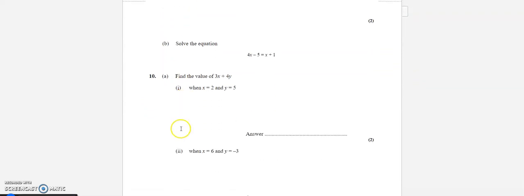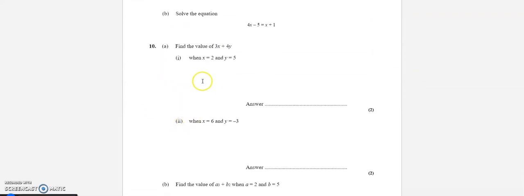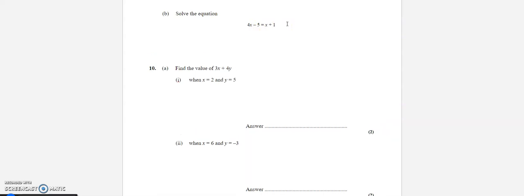Moving on. Next we've got a solve question. So it's asking to solve the equation. And we've got 4x minus 5 equals x plus 1. So what we're looking at when we're solving this equation is we're going to try and get x on its own if we can.